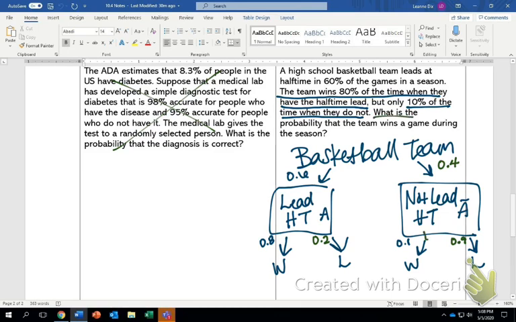The question is asking, what is the probability that the team wins a game during the season? Okay, well, again, they can either be winning over here when they lead in the halftime, or they can win when they're not leading in the halftime. And so we're going to create our formula, the probability of event A and winning, or the probability of the complement of A and still winning. Again, A just represents them leading. A bar, or the complement of A, is when they are not leading at halftime.